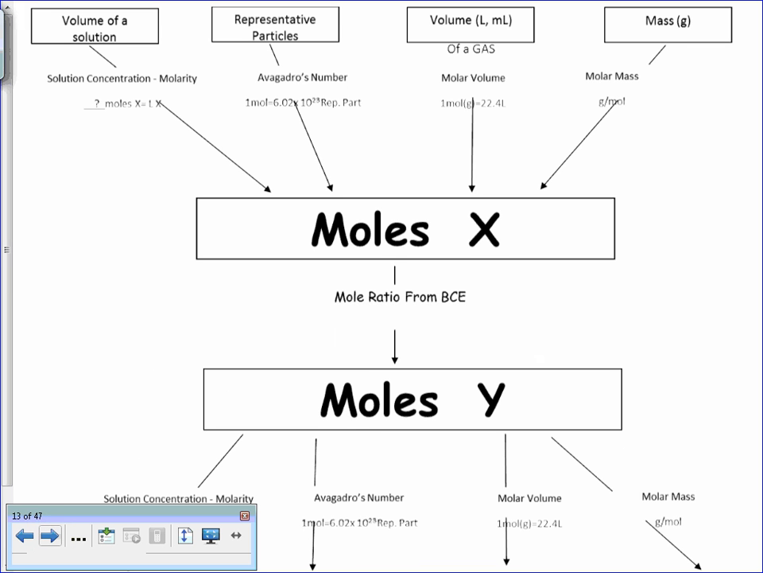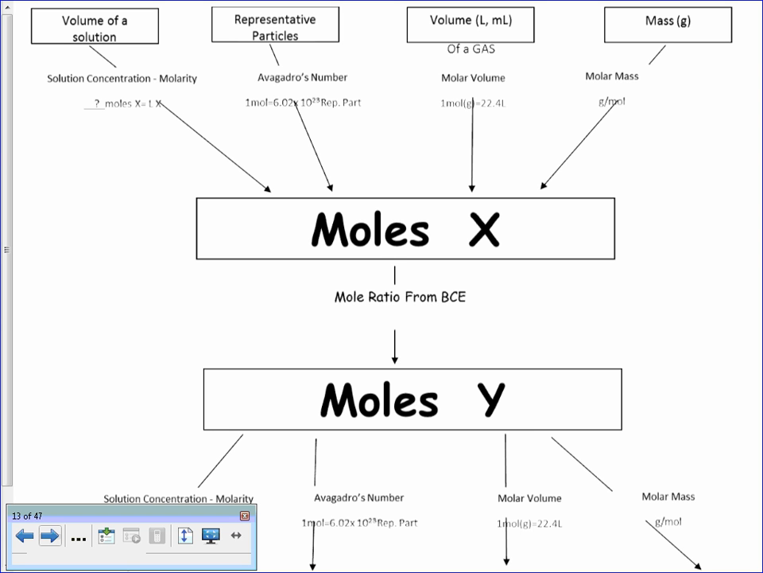Here, we're going to talk about volume of solution at the end. We have particles, we have volume of gases, and we have mass. We all know how to get to moles of that particular item, right? This is moles of X, whatever X is. Let's call it a reactant. If I ever want you to go from moles of one thing to moles of a totally new thing, you get to use a balanced chemical equation to do it.